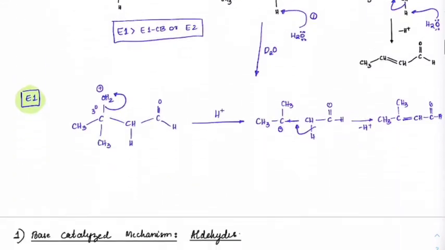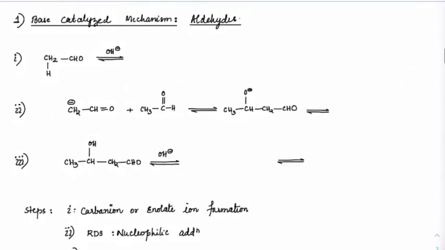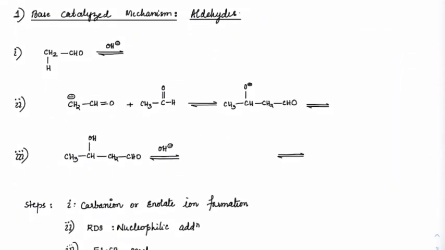Okay guys, now let us see the mechanism, how the aldol formation is being done. If you see the mechanism, first we take an aldehyde or a ketone, anything. I'll start with aldehyde first. So OH minus will first extract a proton from here.